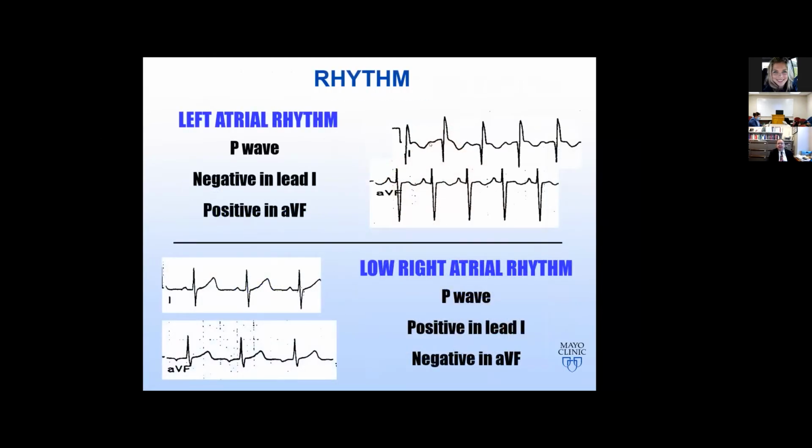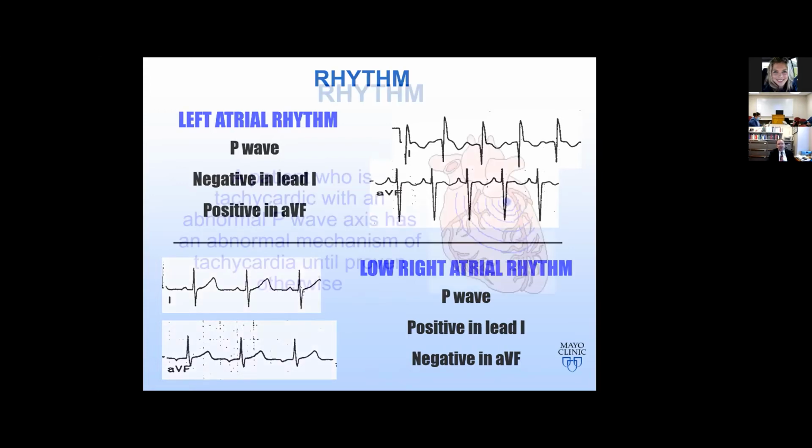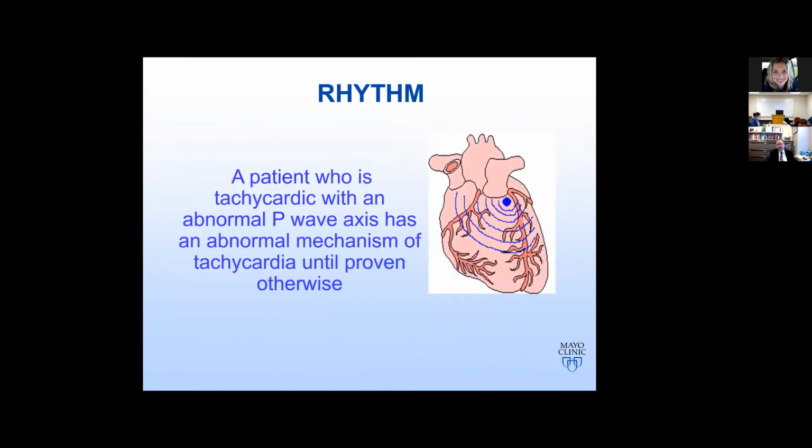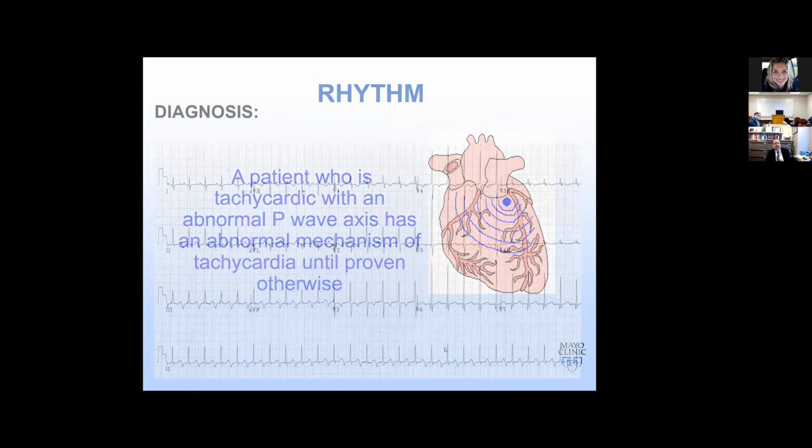If it's negative in lead 1 and positive in AVF, so it's coming away from lead 1 and towards AVF, then it's coming from the left atrium. If it's positive in 1, moving towards lead 1, but moving away from AVF, and you have a negative P wave, that is coming from the low right atrium. Any patient with a fast heart rate and an abnormal P wave axis should be considered abnormal. You have to ensure the rhythm is coming from the sinus node, because if it's coming from somewhere different and you have a tachycardia, you may have an abnormal mechanism of tachycardia.